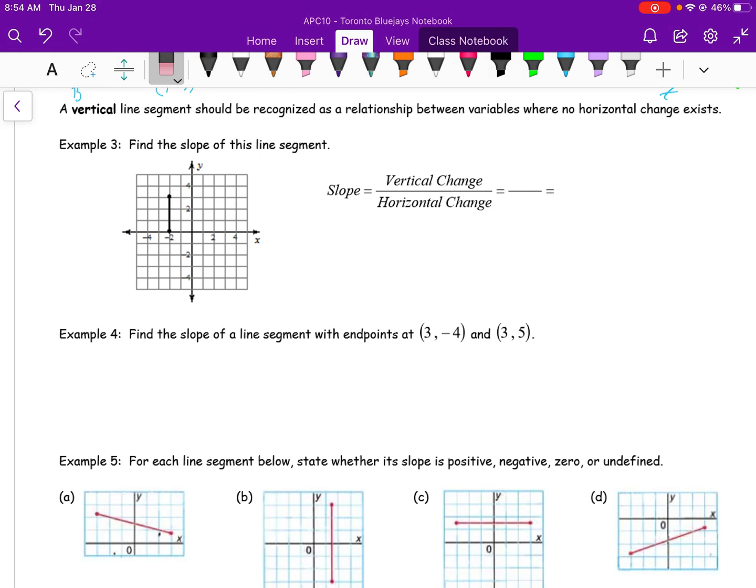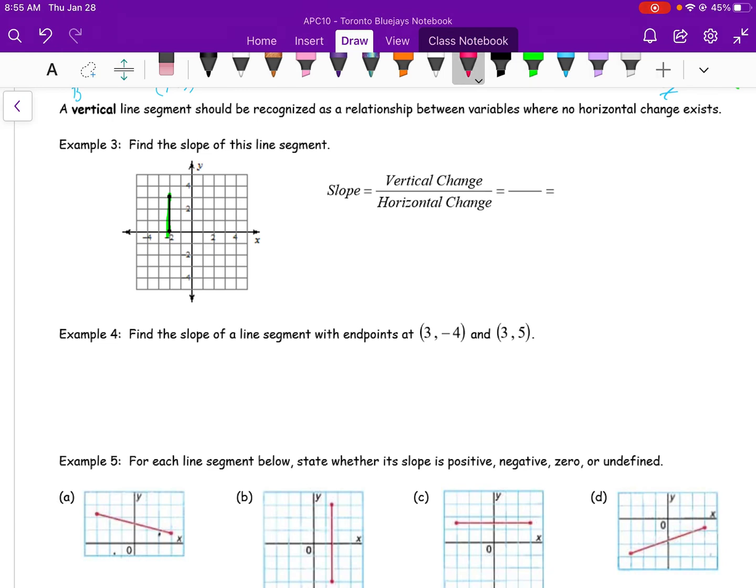A vertical line segment should be recognized as the relationship between two variables where no horizontal change exists. So when we look at a vertical line, there it is. What are we saying? We're saying that horizontally, this does not change.